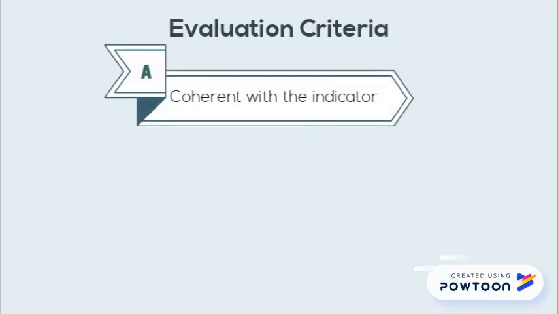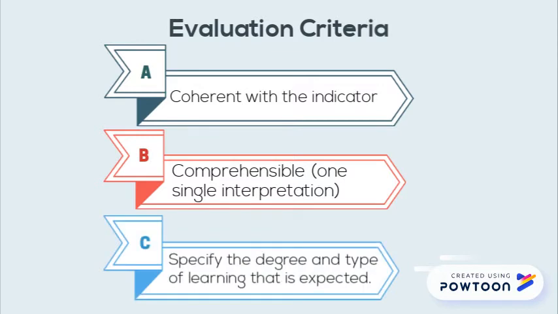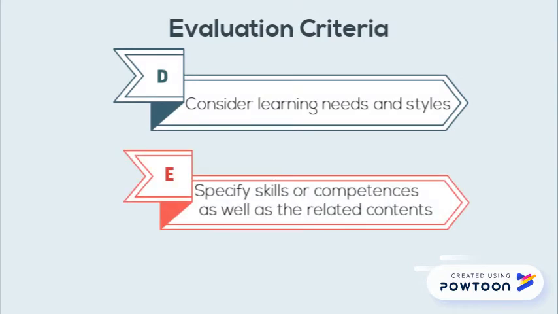Evaluation criteria has to be coherent with the indicator, same cognitive level, comprehensible, meaning one single interpretation. It should specify the degree and type of learning that is expected, consider the learning needs and styles, and specify skills or competences, as well as the related contents.